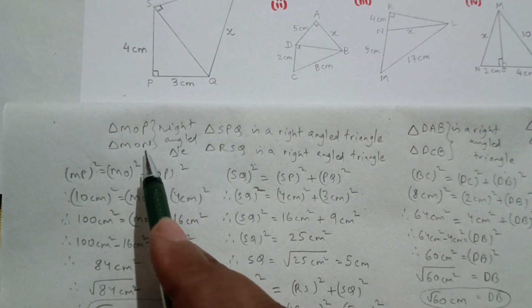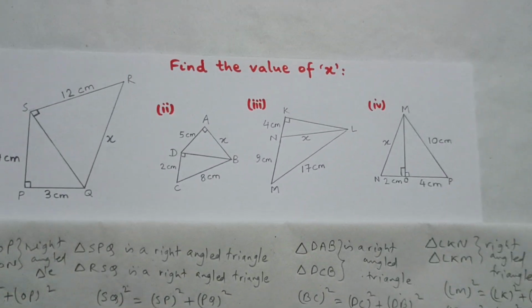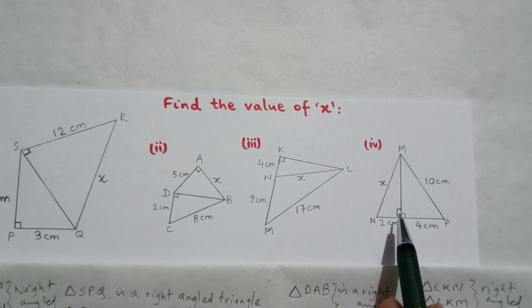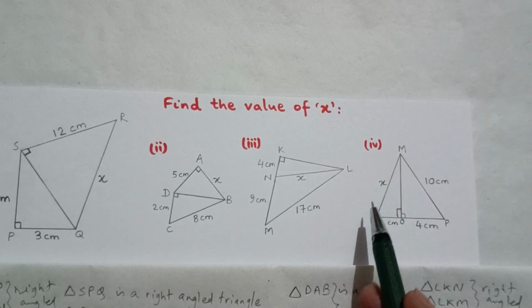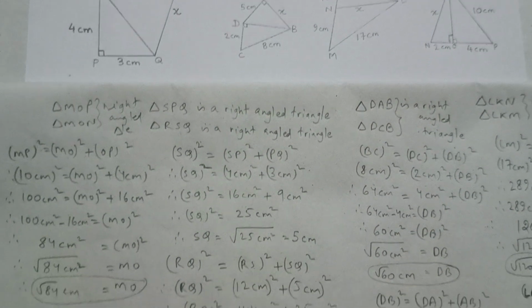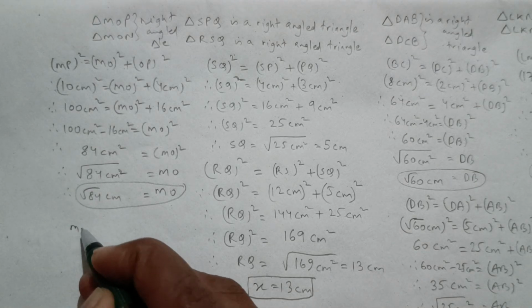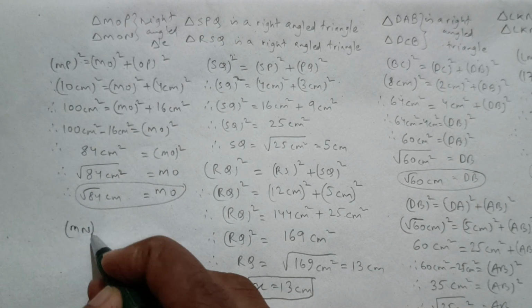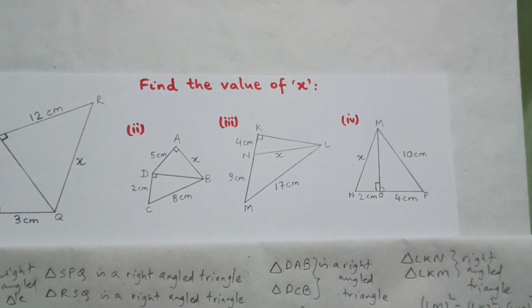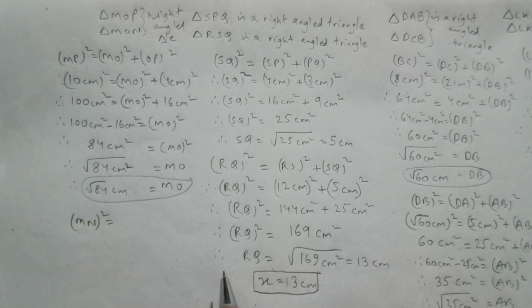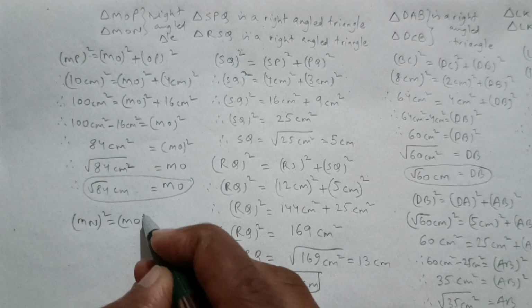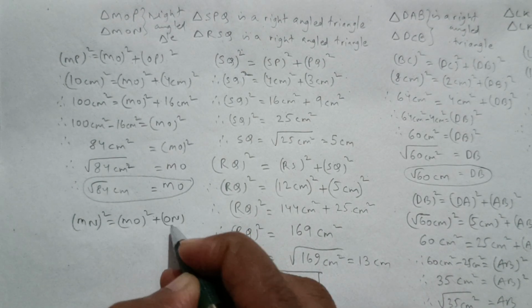Triangle MON is also a right angle triangle because the angle MON is 90 degrees. Let's apply Pythagoras theorem to triangle MON. In triangle MON, the hypotenuse is MN. So MN whole square is equal to MO whole square plus ON whole square.